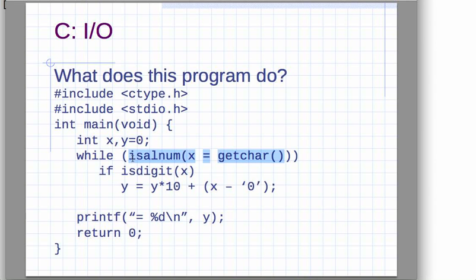What this while loop does is check if each character we get is alphanumeric. If it is, then we check if it's a digit, and if it is, then we do this operation on y. And if you take a look at this, you might wonder exactly what this is doing. It turns out it's pretty simple. All it does is take a bunch of numbers and recreate from a sequence of digits what that number should be as an int. So I'll give you an example.